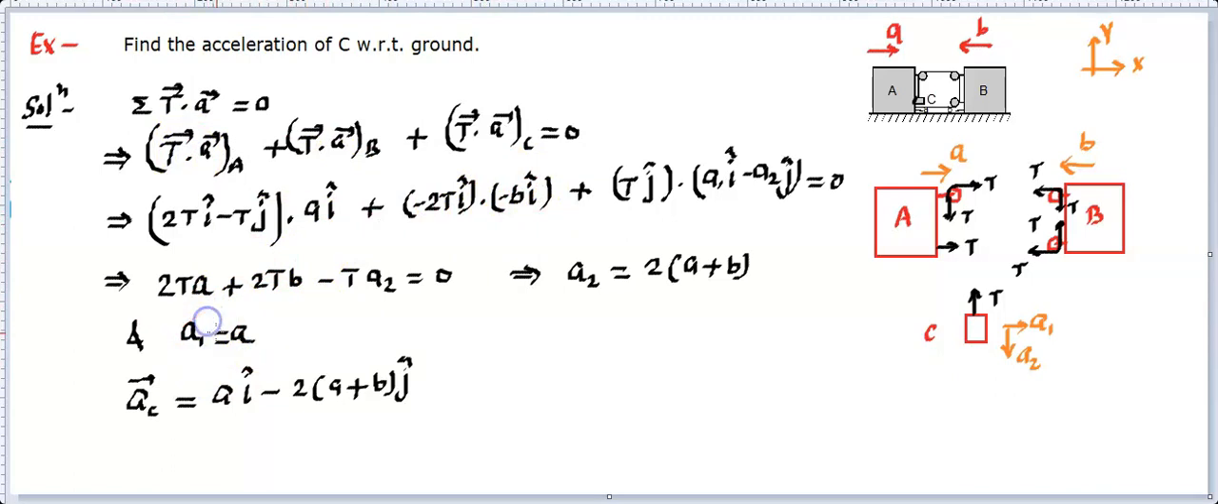And this is also where we are finding a constraint, because they are moving with the same acceleration in the same direction, they are in contact in the horizontal direction, and then this becomes your final answer.